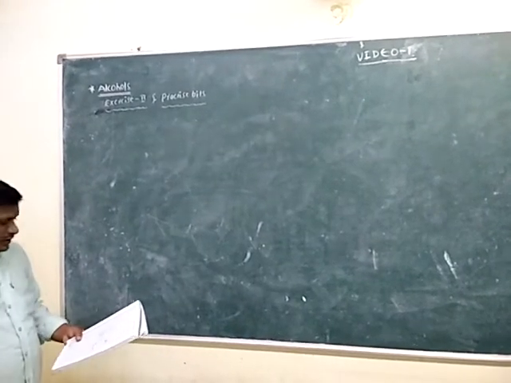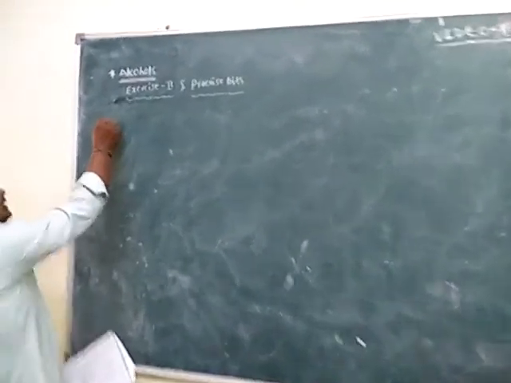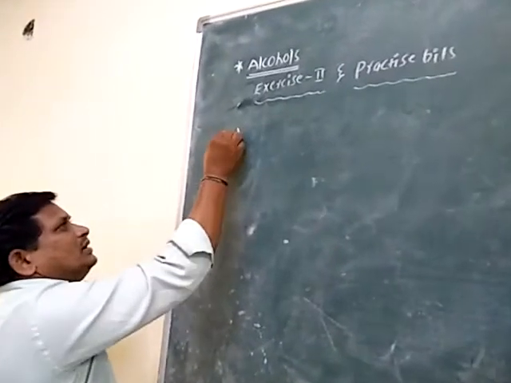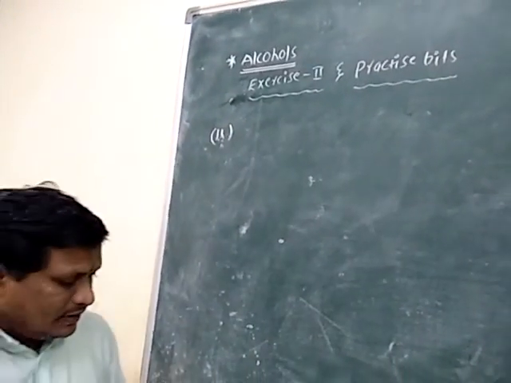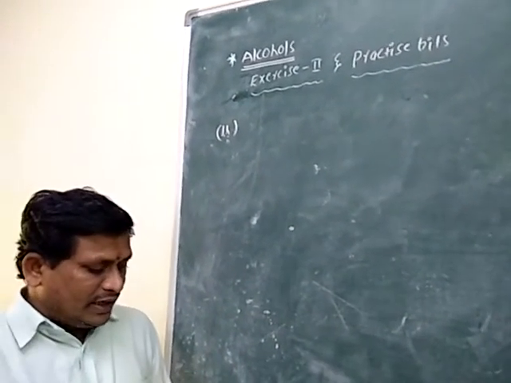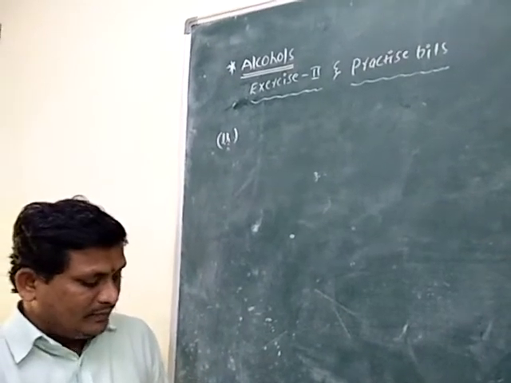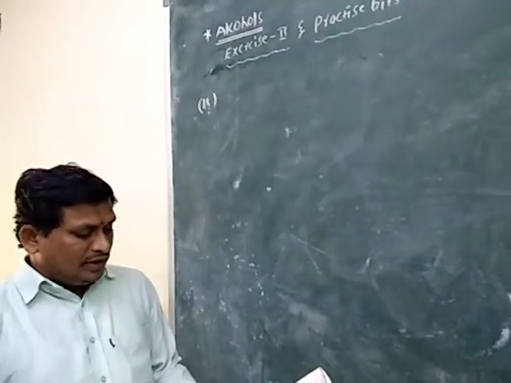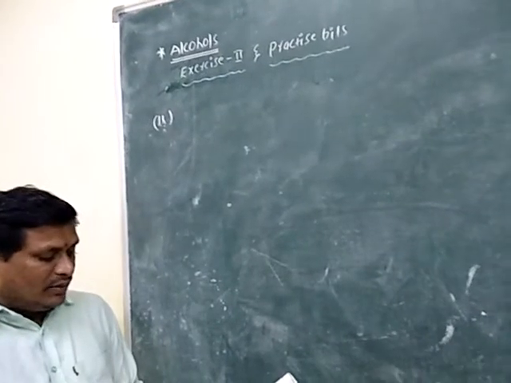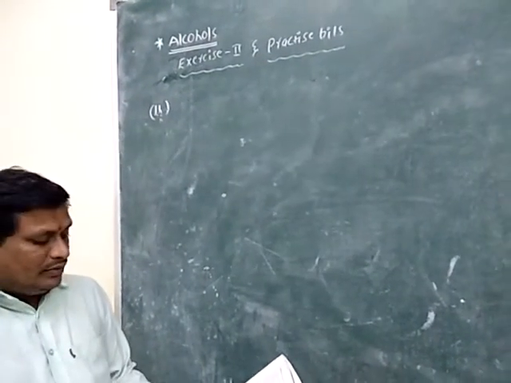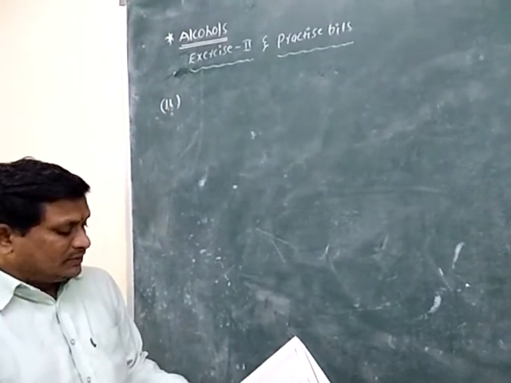Alcohols. So then, in exercise 2, bit number 11 is: hydrolysis of an ester gives acid A and alcohol B. What is the IUPAC name of A and B in the following compounds?